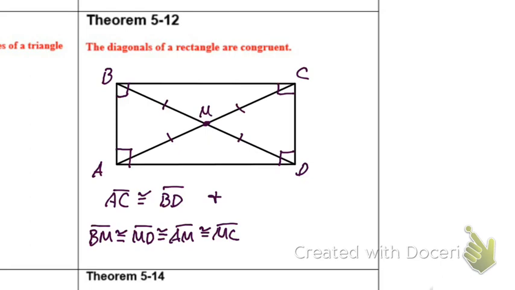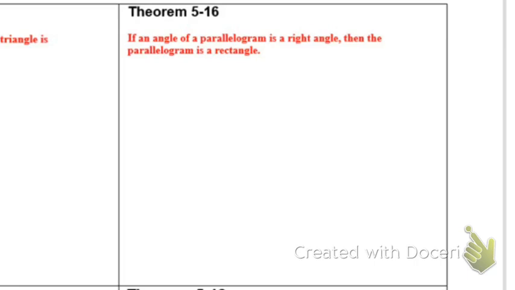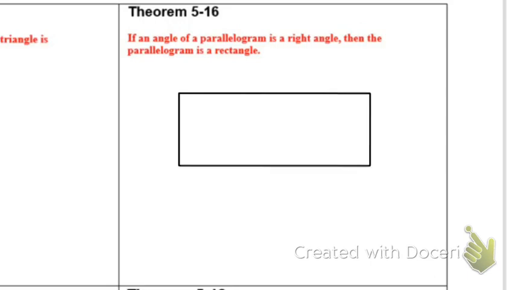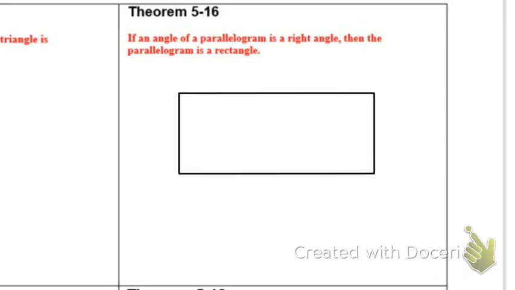Okay, the other thing that goes with a rectangle is theorem 516. So go down to 516. 516 says if you have a parallelogram, if an angle of a parallelogram is a right angle, then you have a rectangle. So you have to be given a parallelogram. Parallelogram, remember the definition is just opposite sides are parallel. Then it says you just need one right angle. If you are given a parallelogram with one right angle, then it has to be a rectangle.